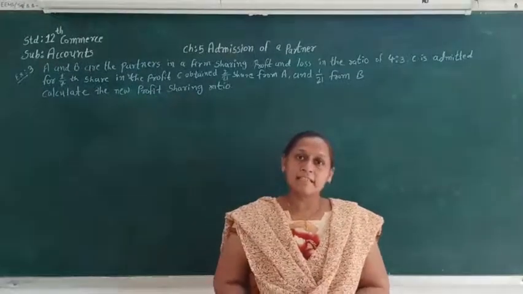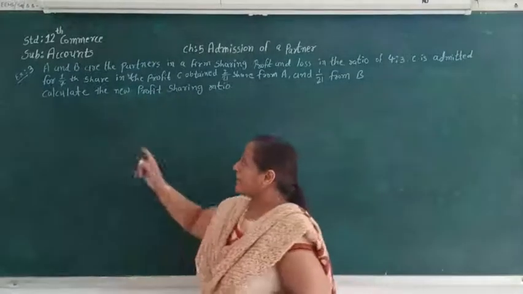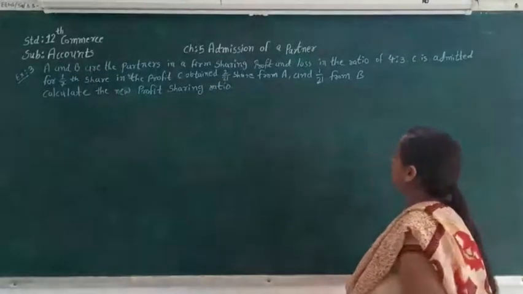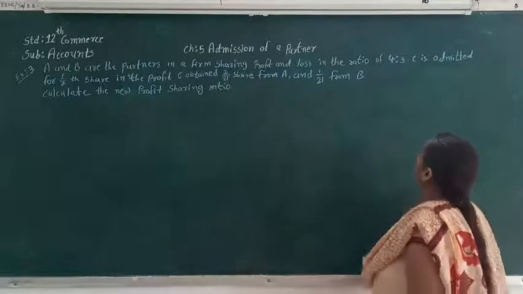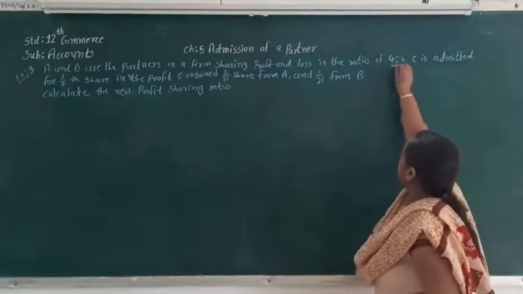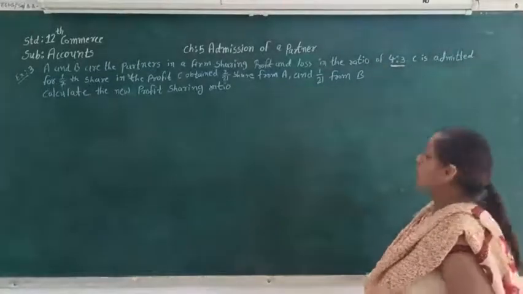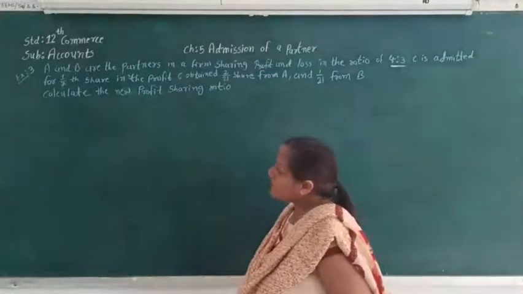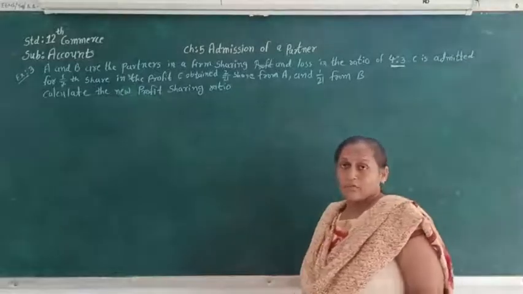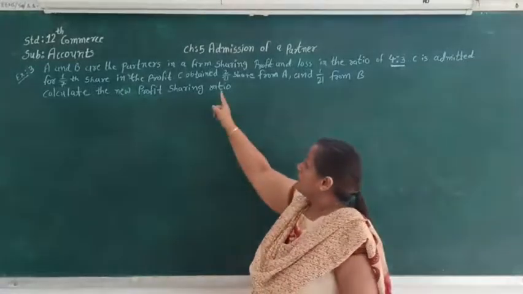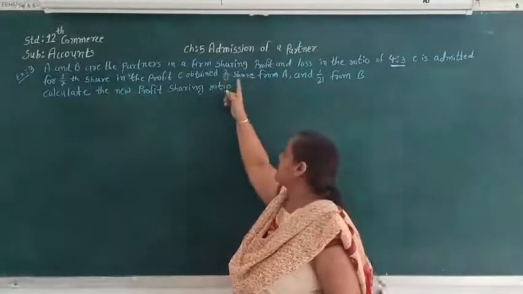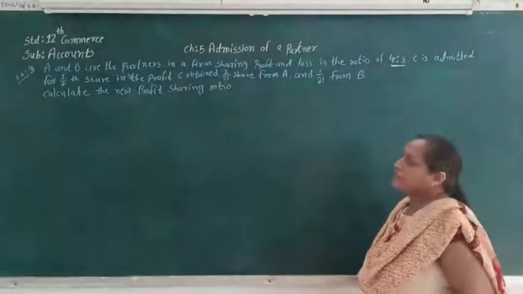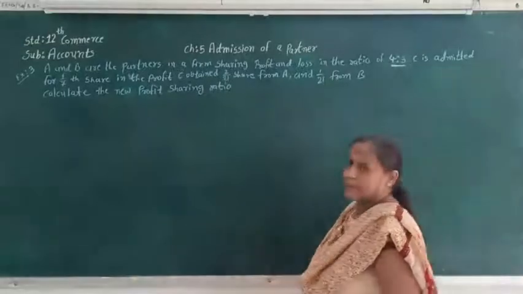Okay, let's see example number 3. A and B are partners in a firm sharing profit and loss in the ratio of 4:3. C is admitted for 1/7 share in the profit. C obtained 2/21 share from A and 1/21 from B. Calculate the new profit sharing ratio.